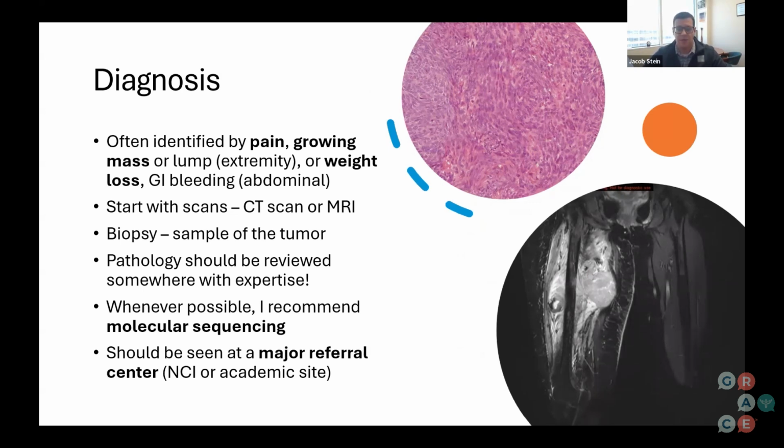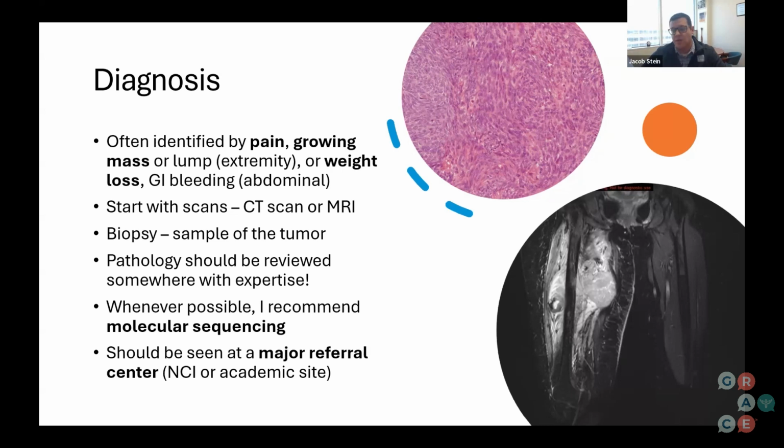And the next step is, of course, to get some pictures, a scan. In the bottom right, you can see an example of an MRI of somebody with a sarcoma in their leg. You can see that bright white piece, and you can sort of see their long bones coming down. And so this really starts the workup to figure out what kind of disease we're dealing with.